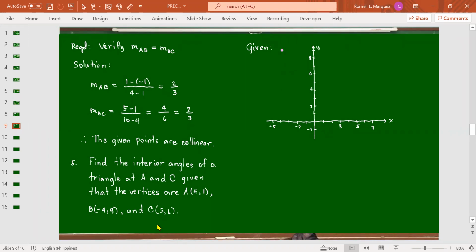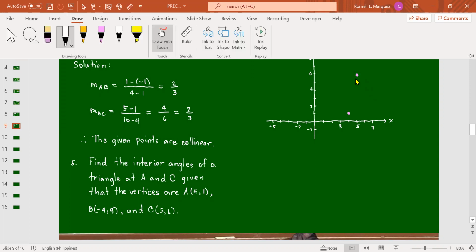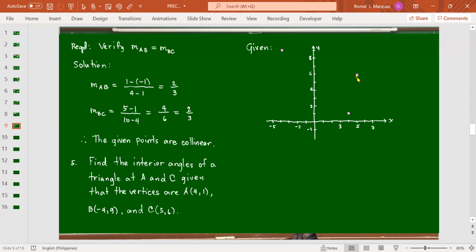Then we have 4, 1. What about point B? No, point A. 4, 1 here, around here. Then 5, 6. Okay, children, let's connect to form a beautiful triangle.